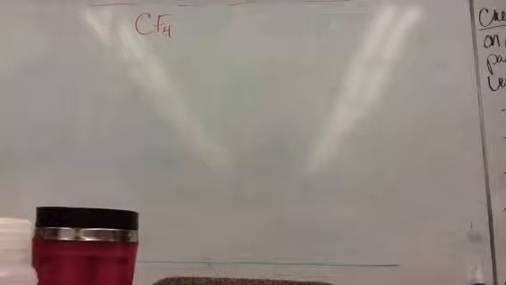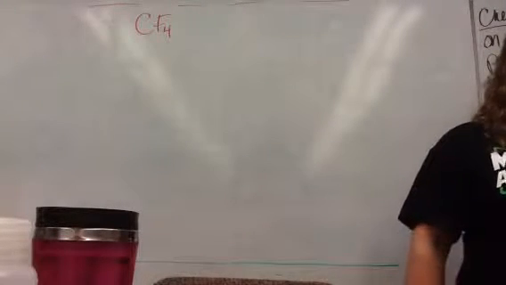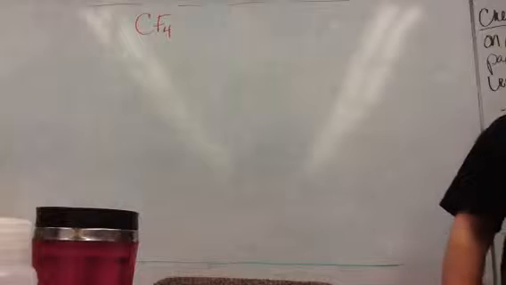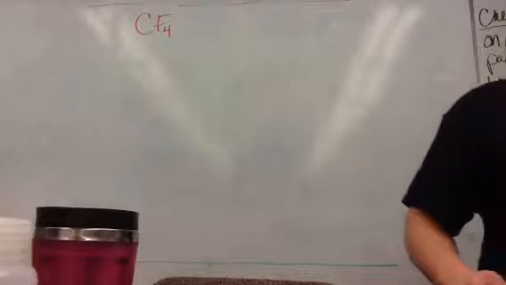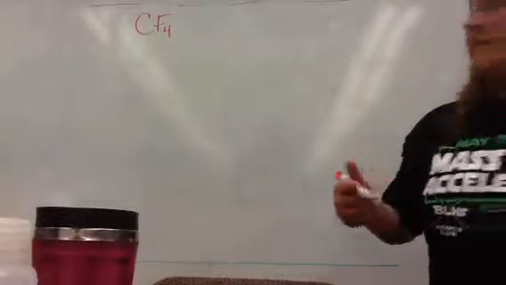CF4 is called carbon tetrafluoride, but we'll get to naming in the next chapter. What we want to do is represent this compound visually, how it's arranged in space. The very first thing that we're going to do is list how many of everything we've got.